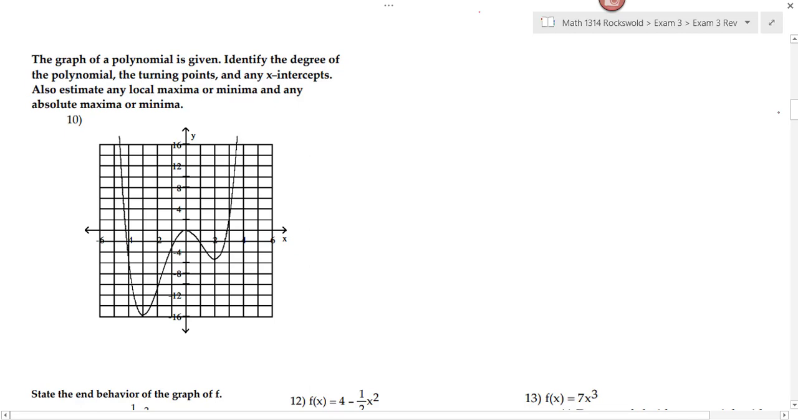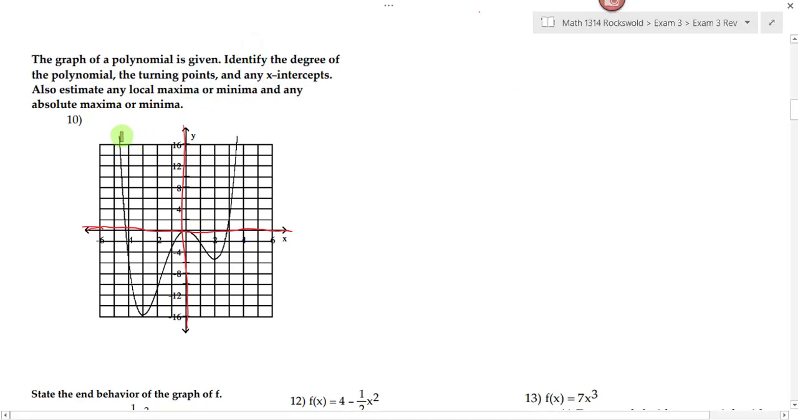On number 10, we're told that the graph of a polynomial is given. Identify the degree of the polynomial, the turning points, and any x-intercepts. Also estimate any local max or min and any absolute max or mins. Okay, so here's the y-axis. Here's the x-axis, and it looks like the lines on x represent a unit of 1, but the lines on y represent a unit of 2. That's important.